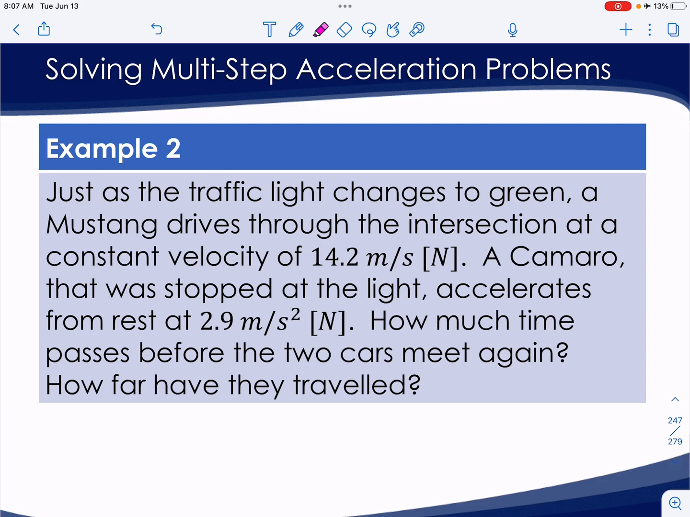Okay, example 2. Just as the traffic light changes to green, a Mustang drives through the intersection at a constant velocity of 4.2 meters per second north. This is a constant velocity. A Camaro that was stopped at the light accelerates from rest at 2.9 meters per second squared north.